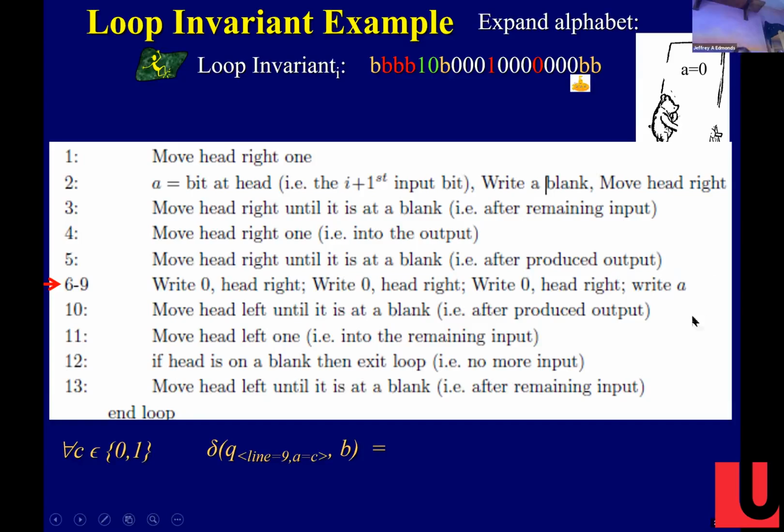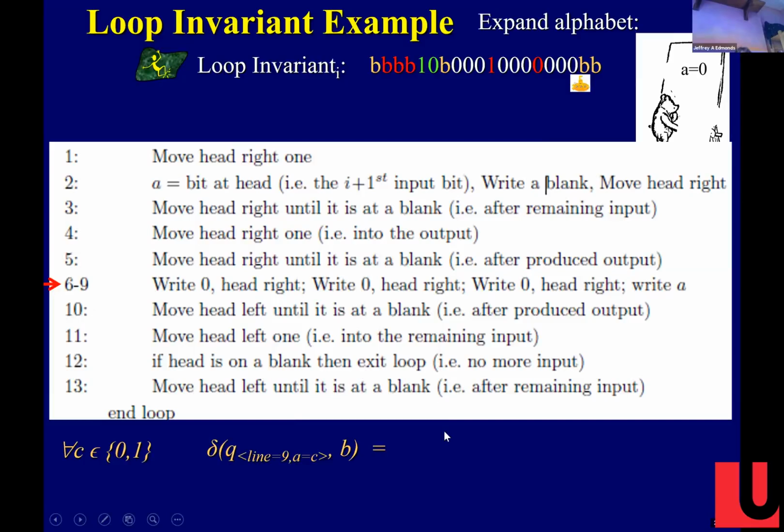So now I'm going to write the value of A, right? I'm in line 9. I'm still remembering C. What's C? C is either 0 or 1. C is the value of my A, but that's just my state telling me that. And I'd better be reading a blank, because that's what my picture tells me. So what do I want to do? What line should I be in next? Line 10? Yeah, I'm in 9, so I'm going to go over to line 10.